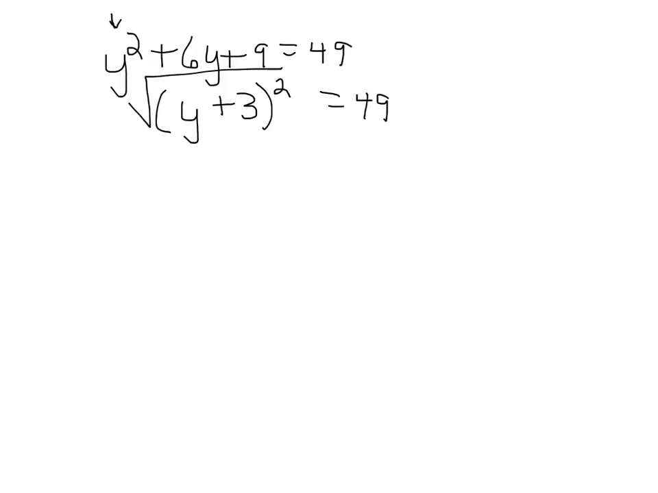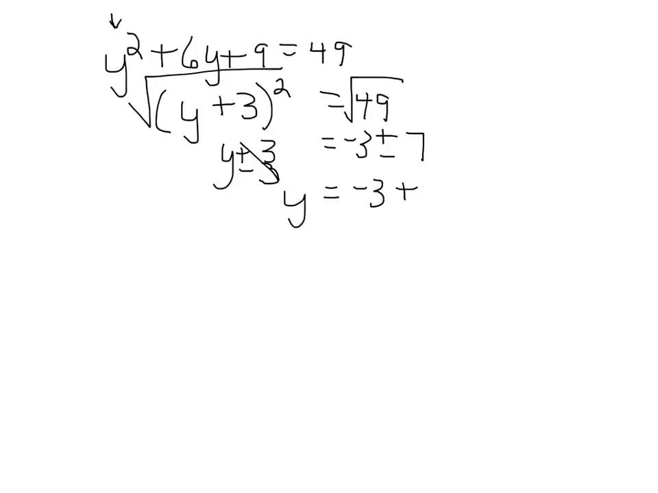When I take the square root now, I find out that y plus 3 is equal to positive or negative 7. When I subtract 3, I find out that y is equal to either negative 3 plus 7 or negative 3 minus 7. This one gives me 4. This one gives me negative 10. Each of these would make this original equation true.